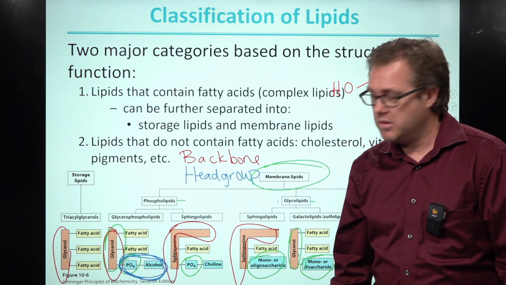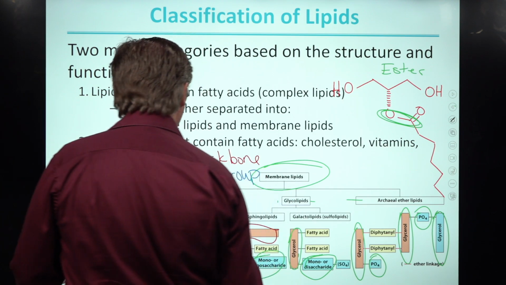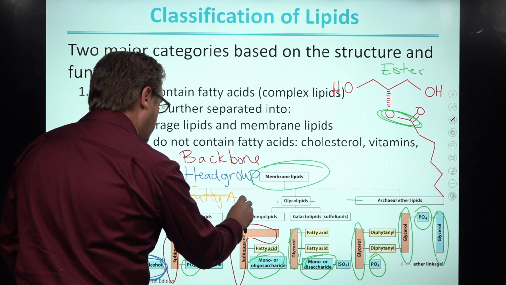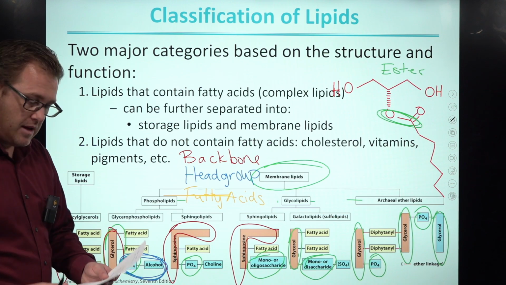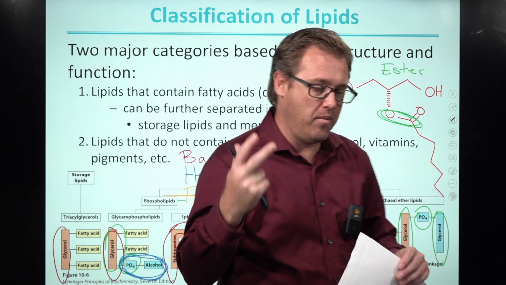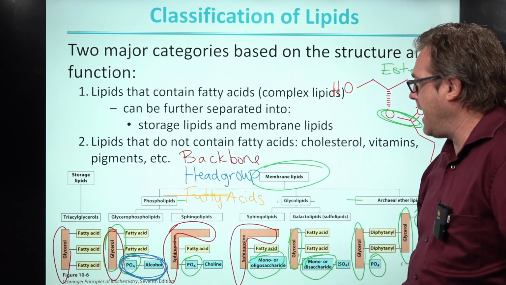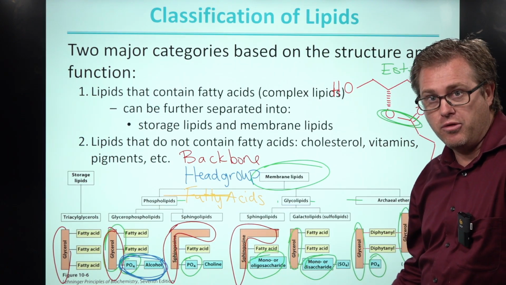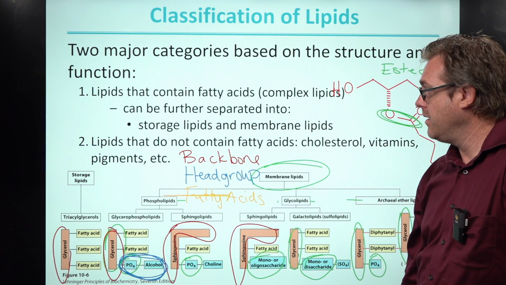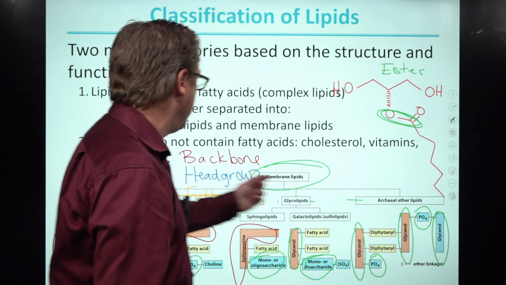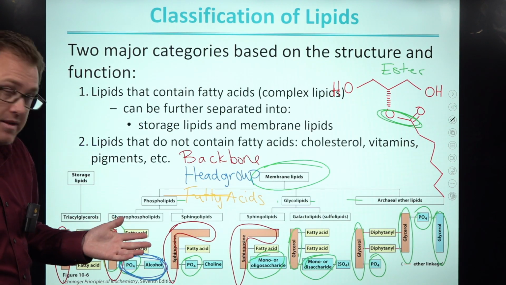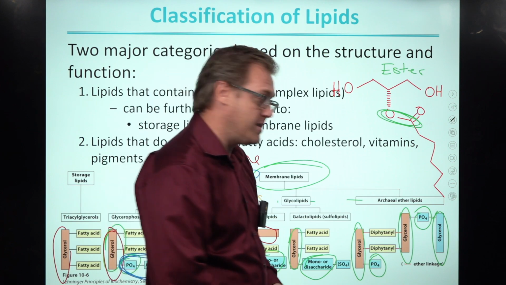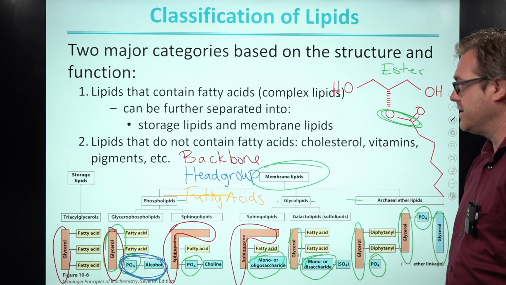And then in yellow, you can see that's already written out. Those would be the fatty acids. Okay, so those are the three main components of a membrane lipid. We have the backbone, the head group, and the fatty acids. Whereas, you can see in this bullet point right here, there are some lipids that don't contain fatty acids. And those would be cholesterol and some vitamins and some pigments and so forth.